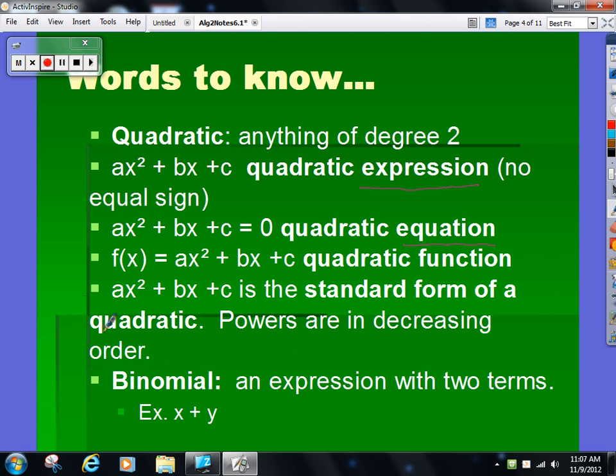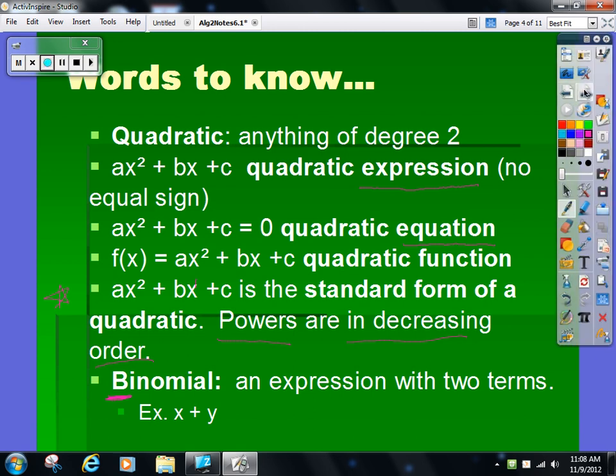But for standard form, I'm going to ask you to write things in standard form a lot. The powers are in decreasing order. So squared, then to the 1, and then there's no x in this term, just the constant. The last thing you need to know is binomial. Binomial has this prefix bi, which should mean, you should know this, 2, bicycle, bilingual, all those things. So it's an expression with two terms. Here's an example, x plus y.